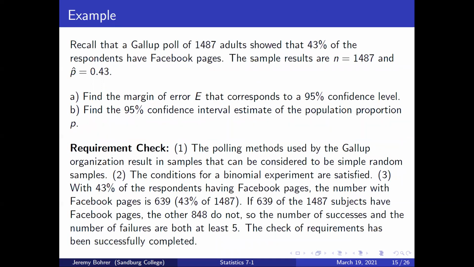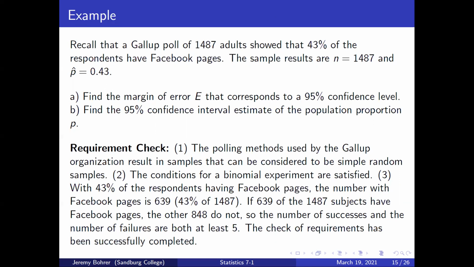For example, recall that a Gallup poll of 1,487 adults showed that 43% of the respondents have Facebook pages. The sample results are n equals 1,487 and p hat equals 0.43. A, find the margin of error E that corresponds to a 95% confidence level, and B, find the 95% confidence interval estimate of the population proportion p.